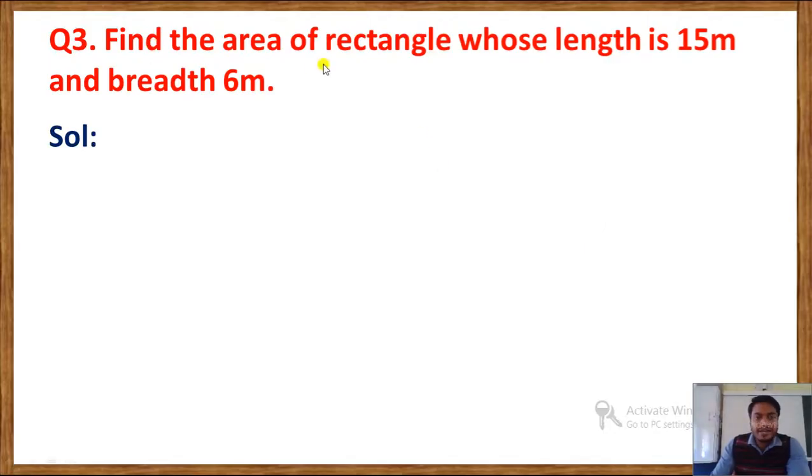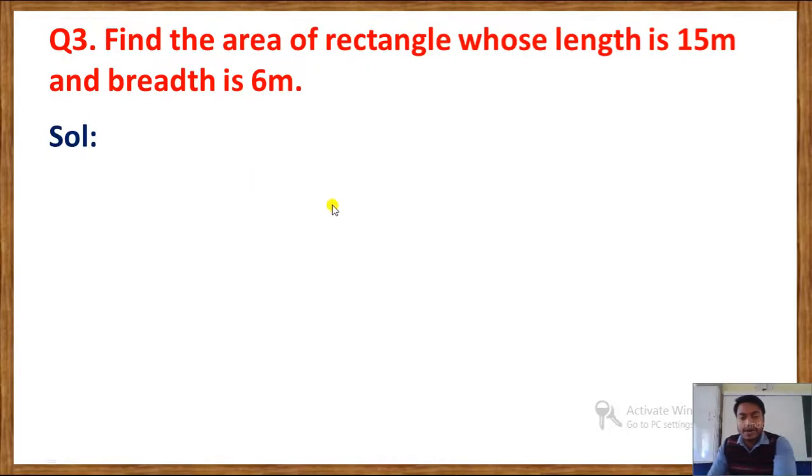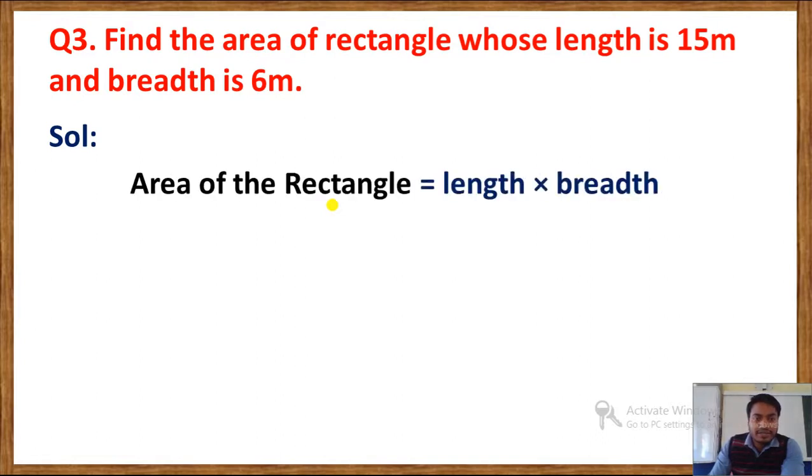Now see the question. Find the area of rectangle whose length is 15 meter and breadth is 6 meter. Okay, now we have to find out the area. We have to find out the area of rectangle. Okay, you know very well what is the formula to find area of rectangle. Length into breadth. Use the value. 15 we have length, 6 we have breadth. Okay, when we multiply we'll get 90 meter square. A unit you can see we have in meter. So 90 meter square. This is the answer of this question.